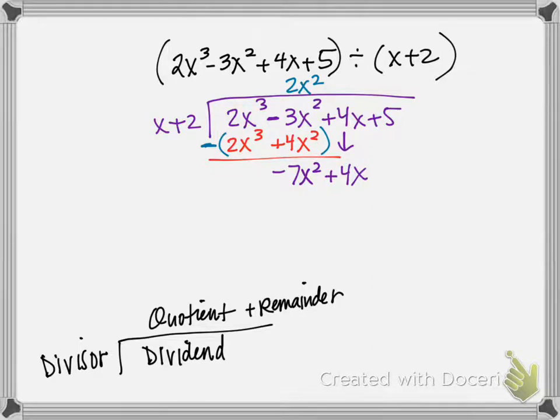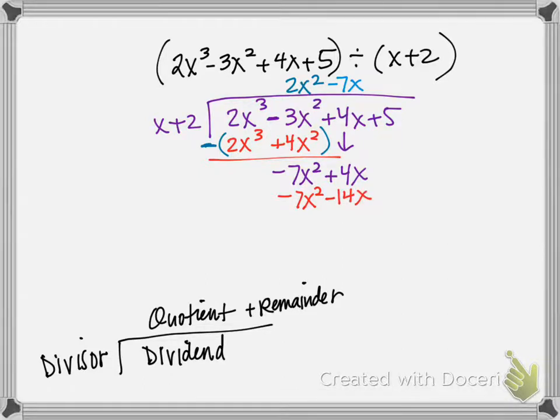All right, so again, we're looking at this term here and this term here. So there's two ways you could do it. You're saying x times what gets me negative 7x squared, or you can simply take negative 7x squared and divide that by x. So negative 7x squared divided by x is negative 7x. So I have negative 7x here, and don't forget you have to multiply that with both terms here in your divisor. So negative 7x times x is negative 7x squared. Negative 7x times 2 is negative 14x.